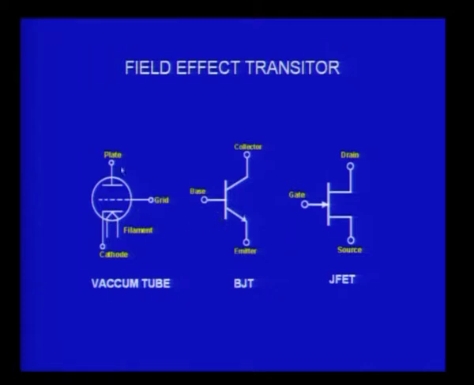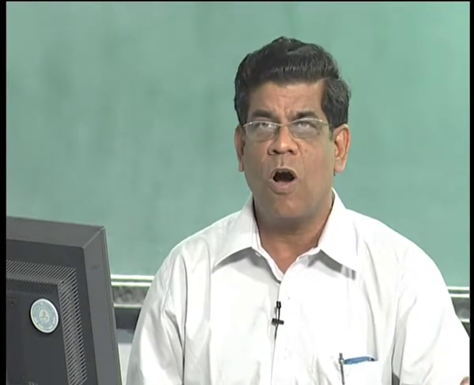So the basic characteristic of the device is the same in all the three cases, that is, there is a large current flowing between two terminals, and the voltage or the current on the third terminal is used to control the flow of the main current flowing through the two terminals that we talked about. That is the basic principle, that is why it is called a valve, a vacuum tube valve, or in this case a transistor, which is an amplifying device, an active device.